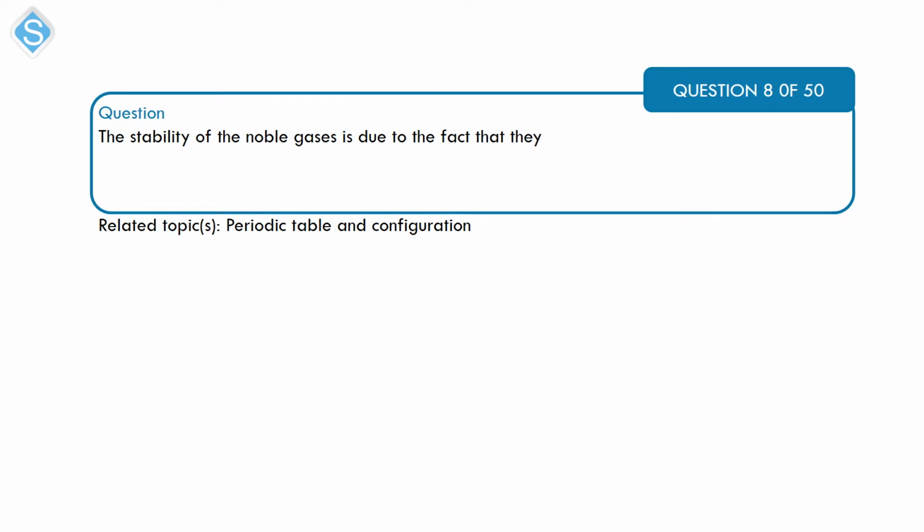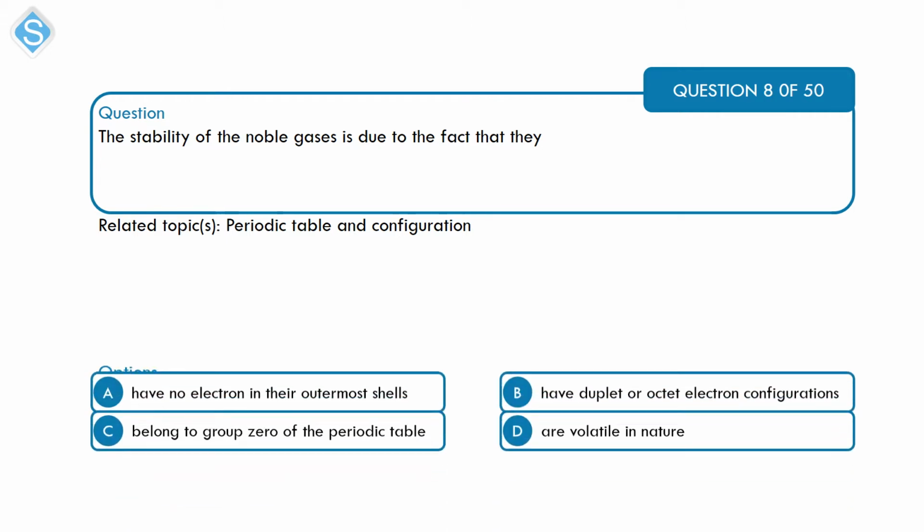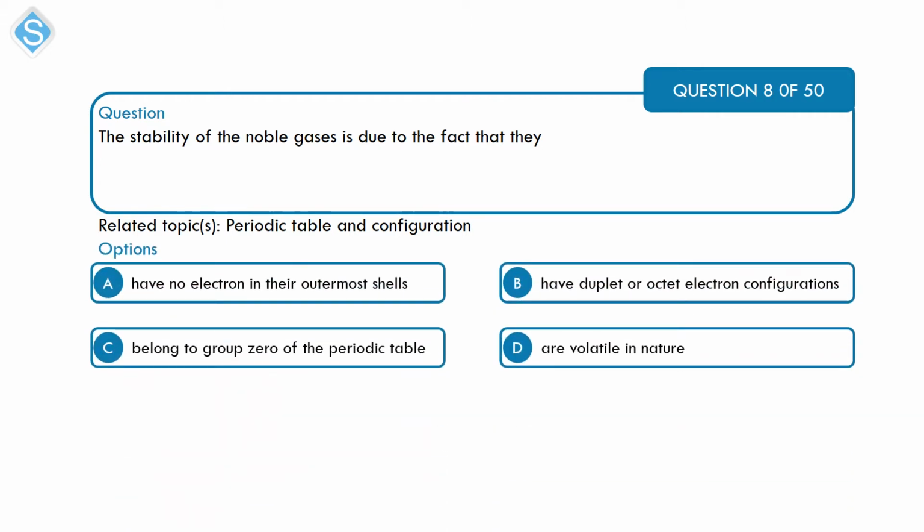This is also a question of periodic table and electronic configuration of elements. The stability of the noble gases is due to the fact that they A, have no electrons in the outermost shell, B, have duplet or octet electronic configurations, C, belong to group 0 of the periodic table, and D, they are volatile in nature.